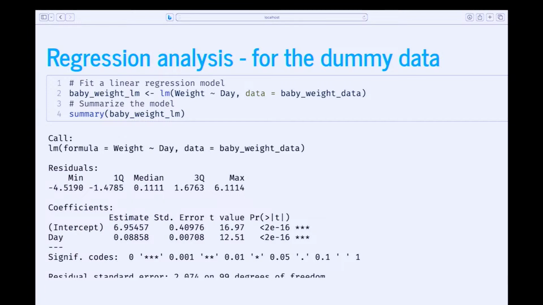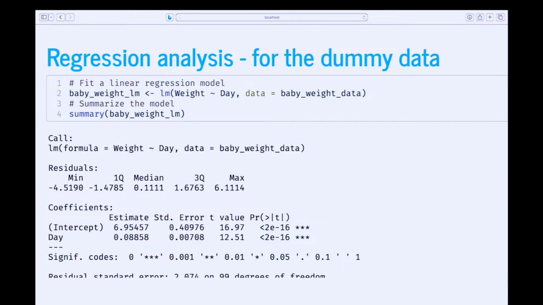kilograms. What was our starting point? 6.3, not too far, right? And for every day you increase day times, the gain here is 0.08. What was it? 0.1. Again, not too different, because now this is an estimate out of your regression model.